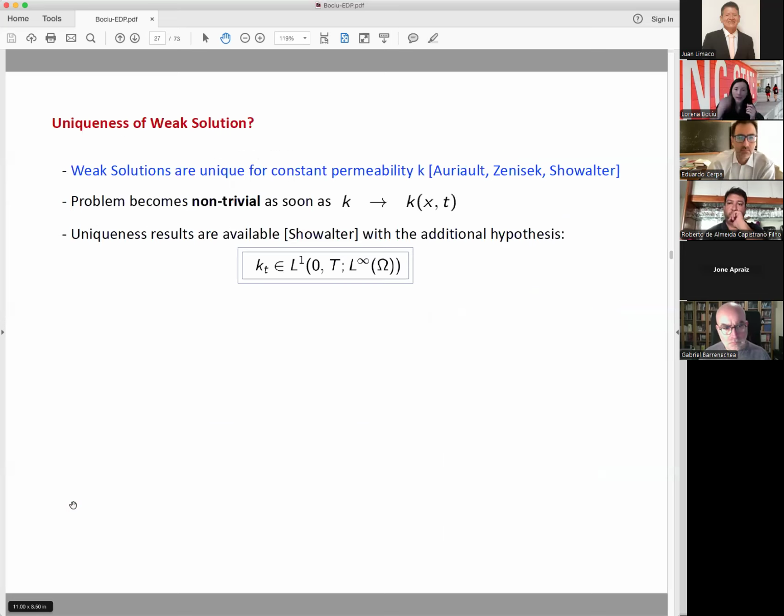And I just want to point out what happens and how the two are very, very related. So, weak solutions are unique for constant permeability. There's no issue there. But the problem becomes non-trivial as soon as you move from constant permeability to even a function k(x,t), so even a function dependent on space and time. So there are uniqueness results in the papers I mentioned by Showalter, but with an additional hypothesis for the permeability. You need the time derivative of the permeability to be L1 in time, L infinity in space.